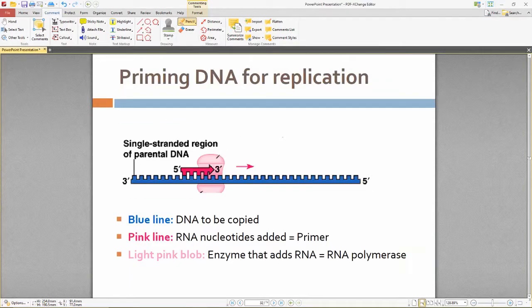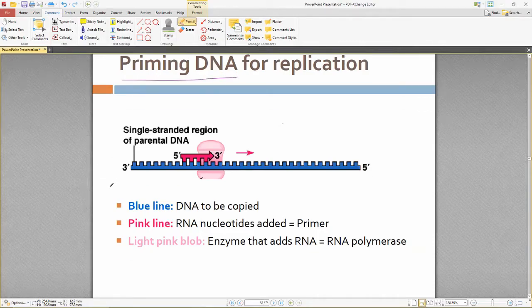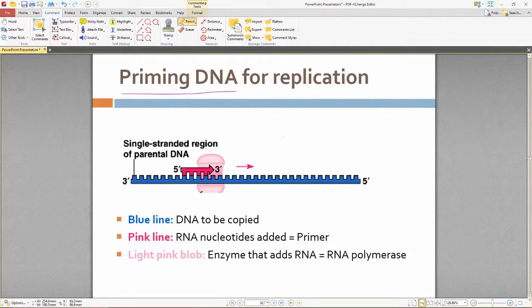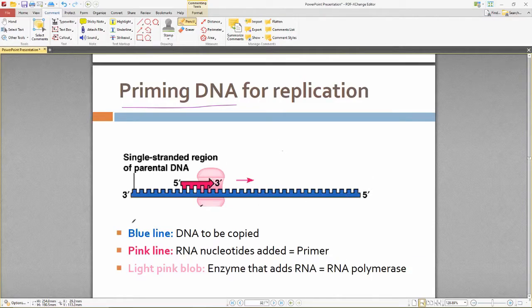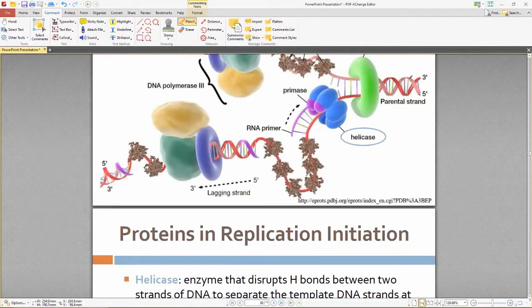Basically, to begin, we have to know what priming is. Priming DNA for replication. So I want you guys to look at this diagram. This blue line is template. So the blue line is originating from the original strand, the parent strand that we uncoil.